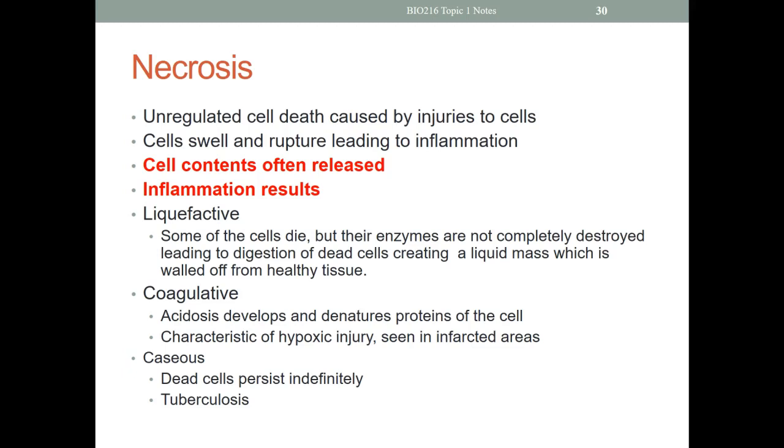There's different types of necrosis. Liquefactive: this is where some cells die, but their enzymes are not completely destroyed, and that leads to digestion of dead cells, and it creates a liquid mass, which gets walled off from healthy tissue.